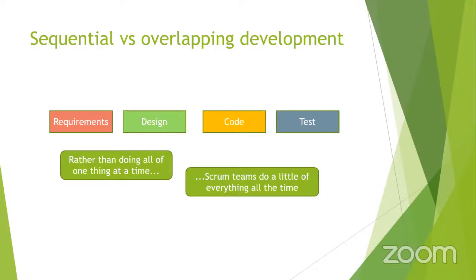There is sequential development, as we all are aware of. Earlier, it was getting the requirements, designing them, coding, testing. We used to do one at a time in the traditional approach, but a Scrum team does everything at the same time. One person will be getting the requirement and another person will start designing. So it is an overlap.